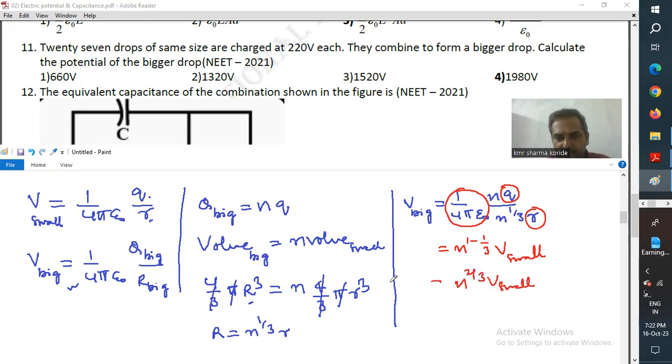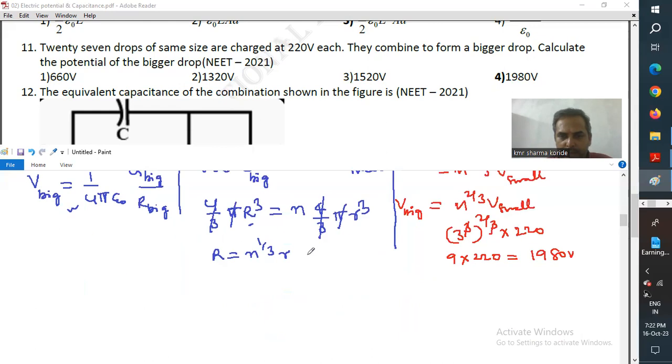So this is equal to V big, the potential of the bigger drop. N is given as 27. 27 can be written as 3 cube, raised to 2 by 3. And the potential of the smaller drop is 220. So this 3 and 3 get cancelled. This is going to be 9. 9 into 220 is equal to 1980 volt.